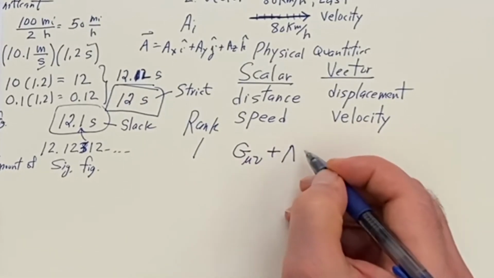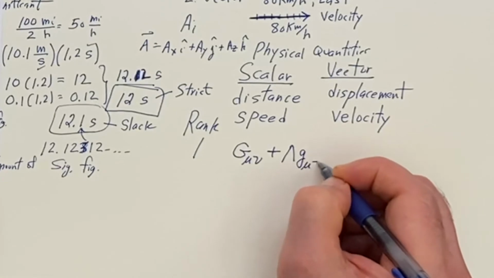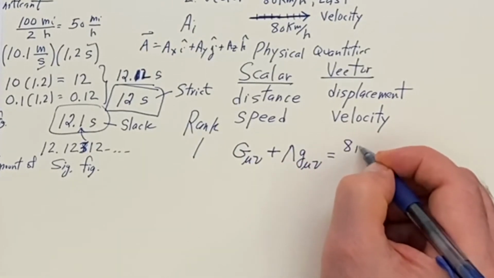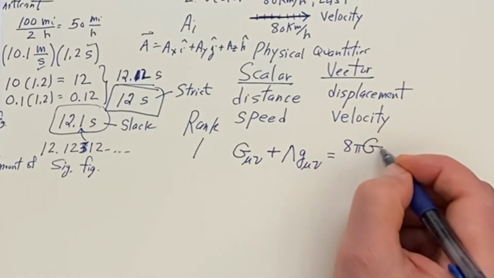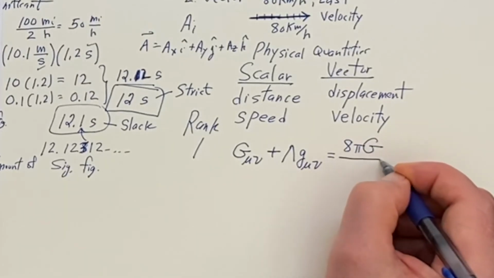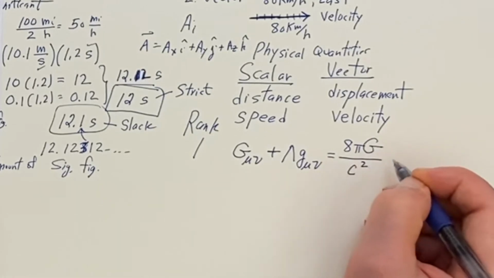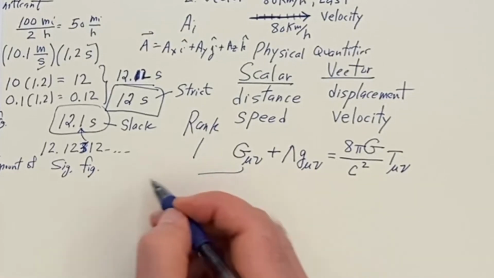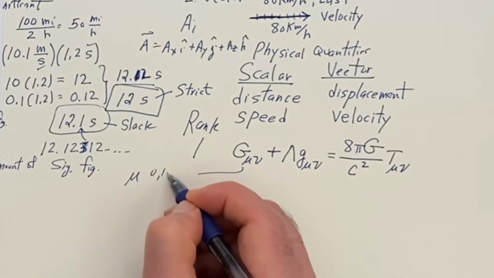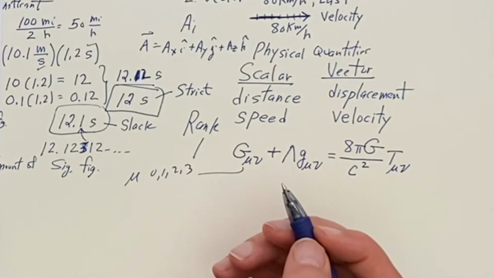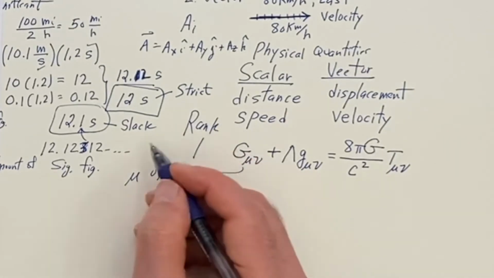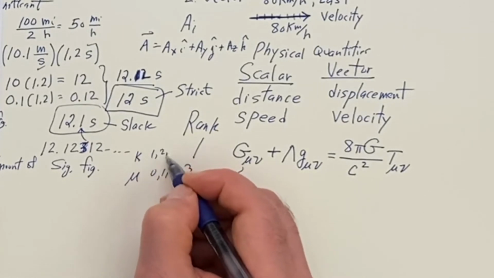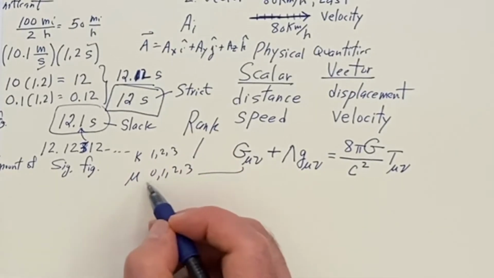Plus a constant times little g. This is mu nu, Greek letters, and 8 pi G, capital G. We'll be talking about that. It's the gravitational constant in our course. Speed of light squared, and T mu nu. These things, Greek letters, are used when it can be 0, 1, 2, or 3. And the regular index situation, like a K or an L, would be 1, 2, or 3. So the Greek letters can have the 0.